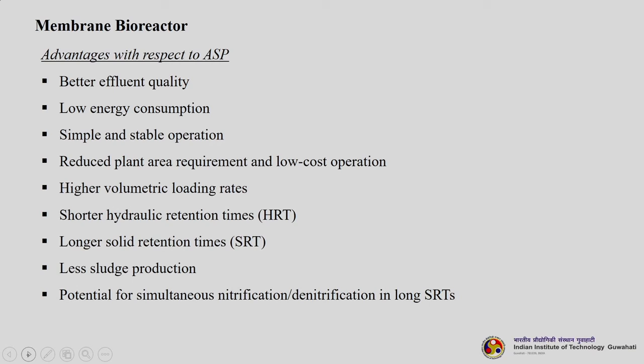Of course, there is a reduced operational cost, higher volumetric loading rates, and the best two things are these: shorter hydraulic retention time, HRT is very small, and longer solid retention time, SRT is very high. This is what we actually need in biological systems. There is also less sludge production than in the activated sludge process, and potential for simultaneous nitrification denitrification in case of long SRTs. However, it has some disadvantages. The most important disadvantage is membrane fouling.